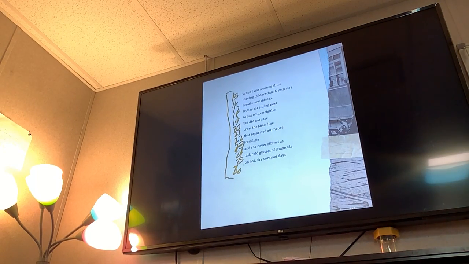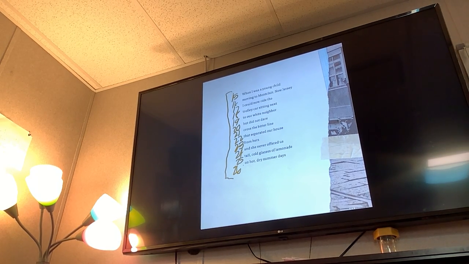When I was a young child, moving to Montclair, New Jersey, I could now ride the trolley car sitting next to our white neighbor, but did not dare cross the bitter line that separated our house from hers. And she never offered us tall, cold glasses of lemonade on a hot, dry summer day.